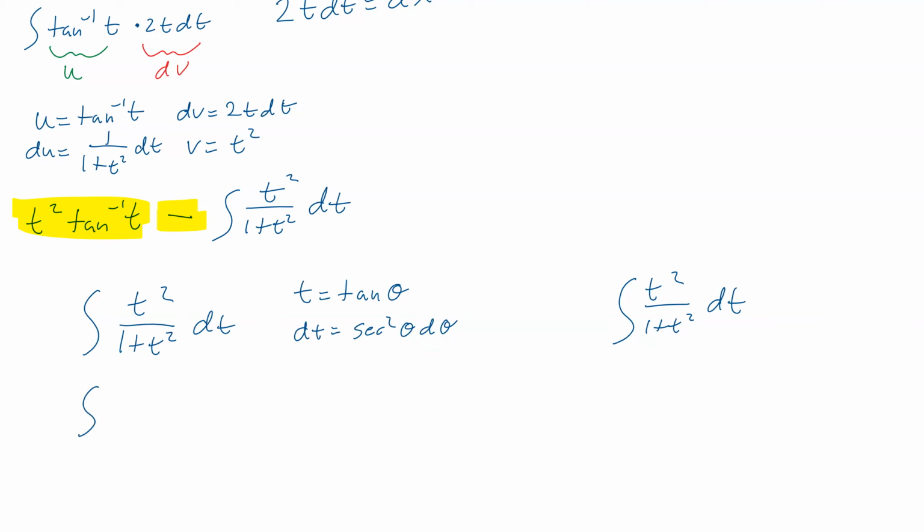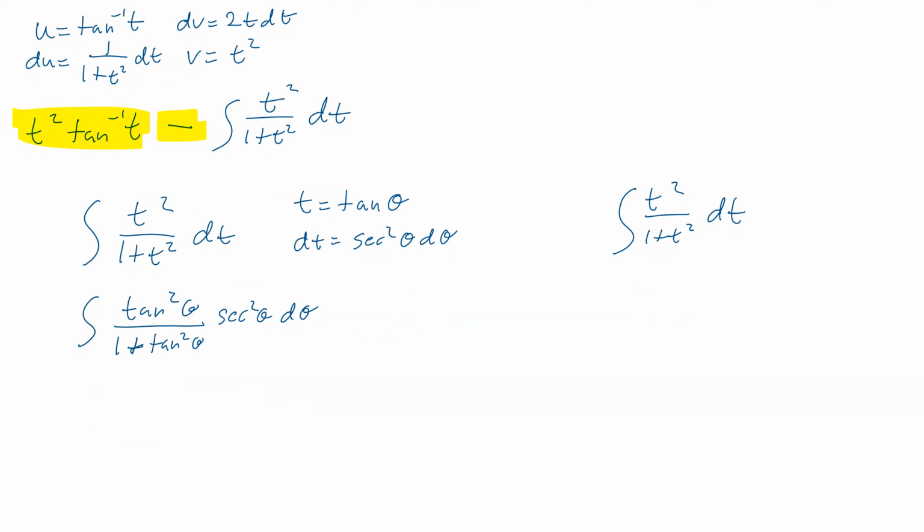So when we plug this in, we get tangent squared theta over, and I'm going to make this nice and quick, that's tangent squared, and then dt is secant squared theta d theta. Now we know that the bottom is secant squared, so that we can just cancel with the secant squared. There's no need to simplify it.